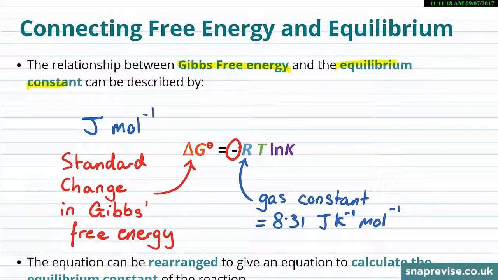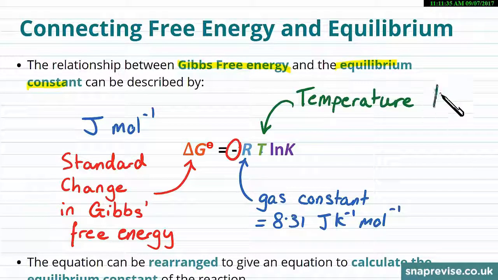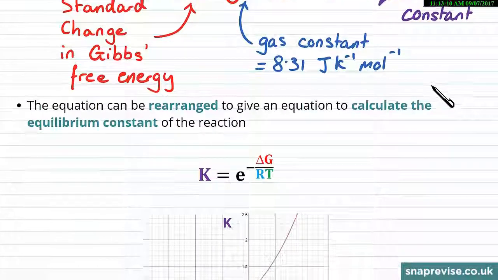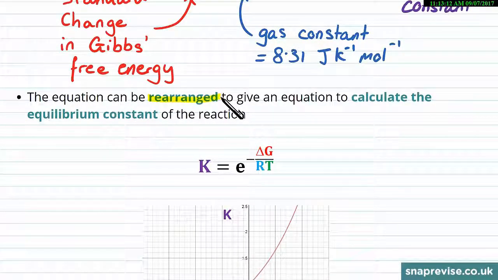So as I've just said, the T stands for temperature, and this is given in Kelvin, and K is where the equilibrium constant comes in. We're taking the natural log, ln, of K, and K is the equilibrium constant. Now this is a useful setup of this equation if we want to calculate the change in Gibbs energy, because that's what we've got on the left hand side and we know how to calculate it, but we can rearrange the equation if we want to calculate the equilibrium constant.